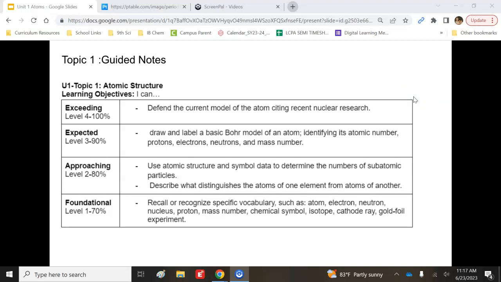We are looking at atomic structure, topic 1 in unit 1 on atoms. So our expected goal today is to draw and label a basic Bohr model of an atom, identifying its atomic number, protons, electrons, neutrons, and mass number.